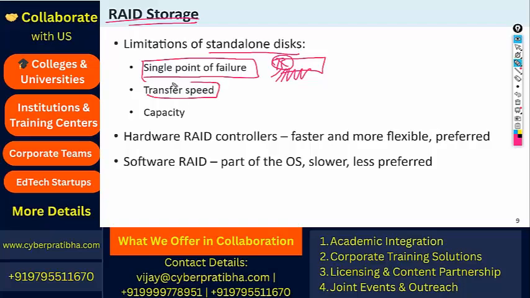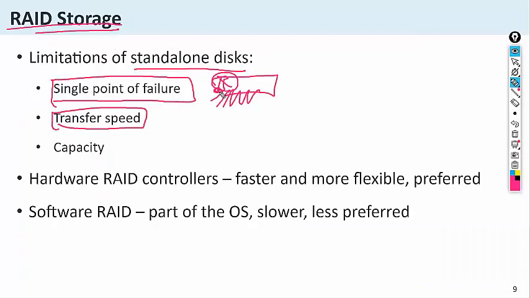Another limitation is transfer speed, because a single hard disk is connected with a single cable, so there is only a single interface for transferring the data. And there is a limitation of capacity. If you have bought a 1 TB hard disk, there is a 1 TB limitation. With a 4 TB hard disk, there is a 4 TB limitation.